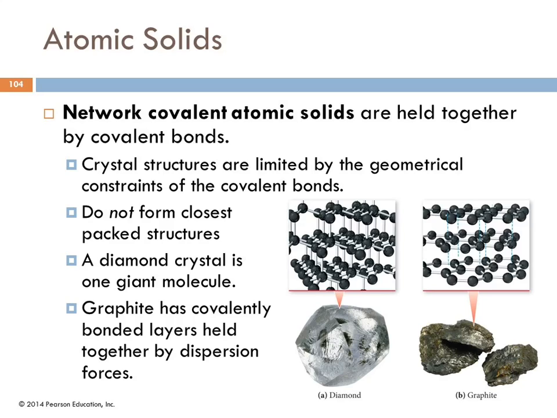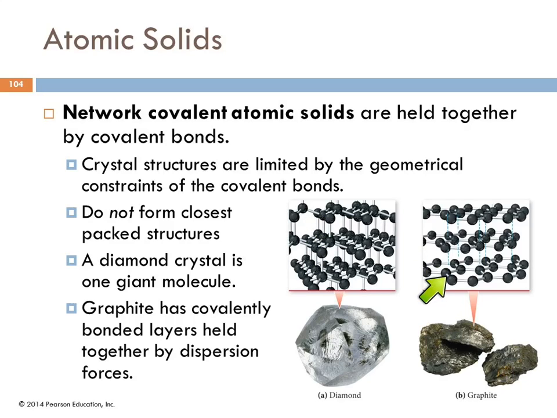Here's looking at two different forms of carbon. Carbon forms different network solids. Here's a diamond. And in the diamond we see a more three-dimensional arrangement where there's actually, so here's a layer, and here's a layer, and here's a layer, and there are actually covalent bonds between the layers.